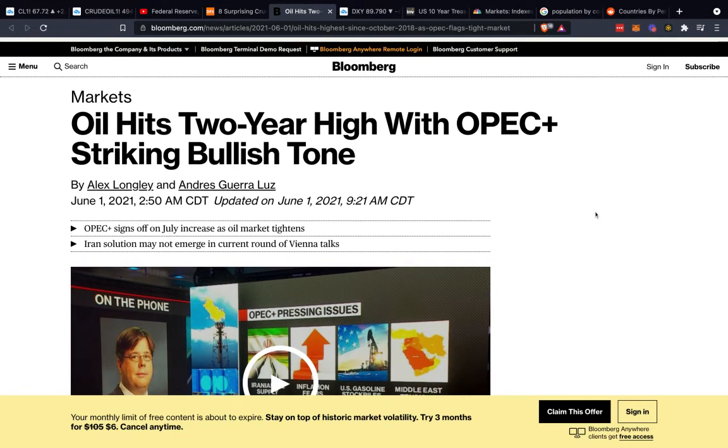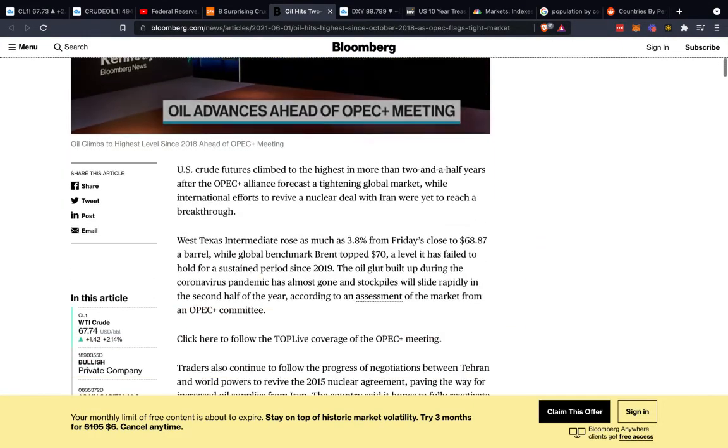You do have to keep in mind the petrodollar system. This is another article I wanted to talk about. So, oil hits 2-year high with OPEC plus striking bullish tone. U.S.